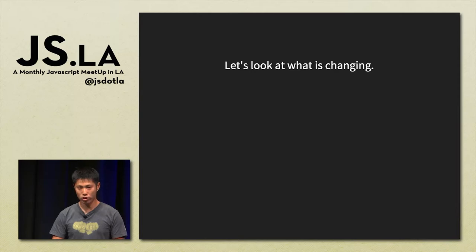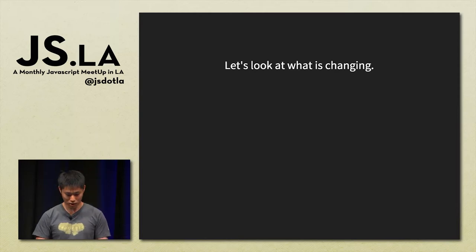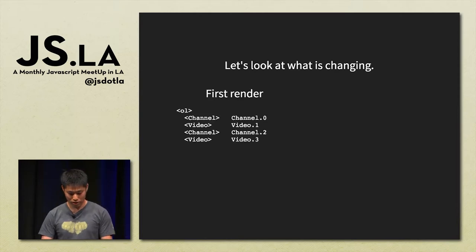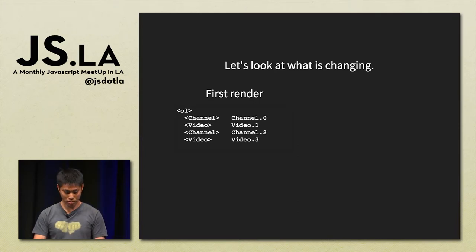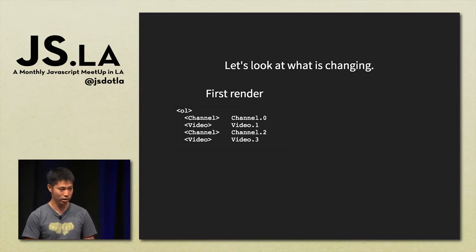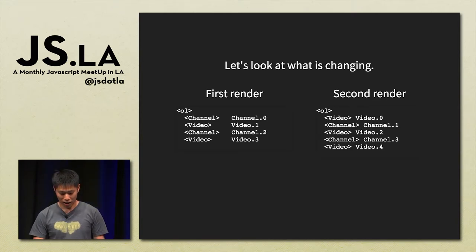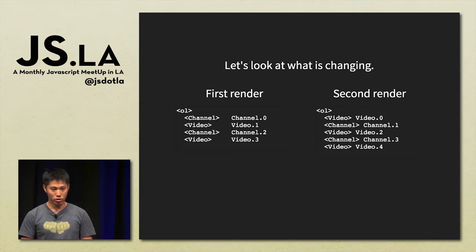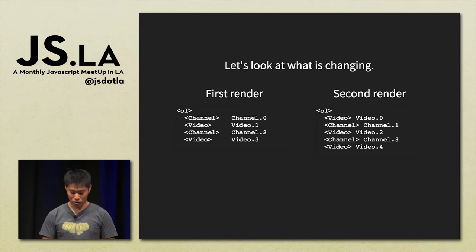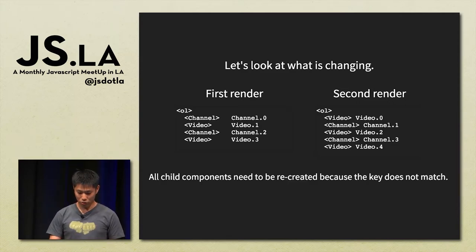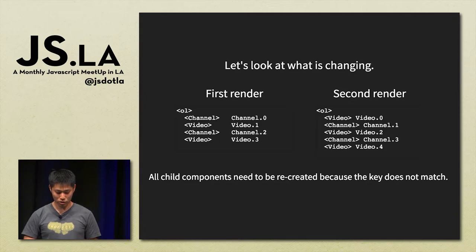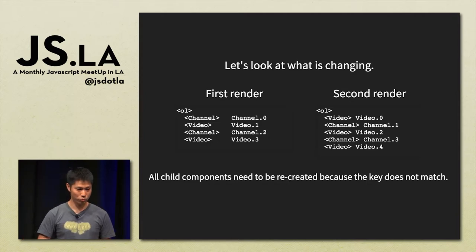So remember, we are using the array index as the key here. In the first render, it renders the OL, and then it renders the channel video, and we use the index as the key. Now in the second render, it inserts the video in front, but it's using the zero as the key. So React couldn't match the second render with the first render.